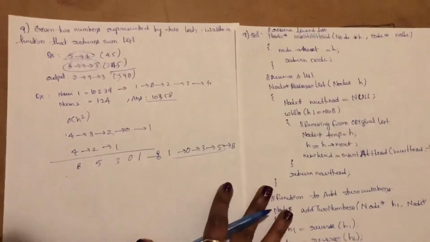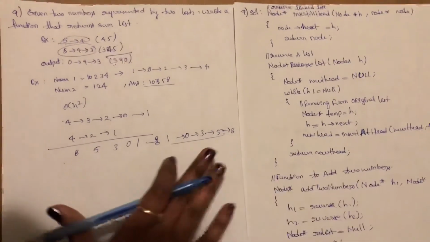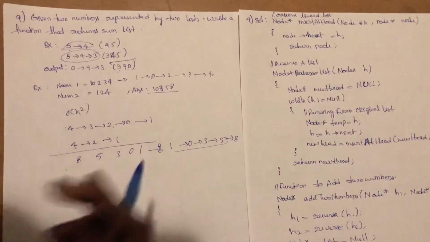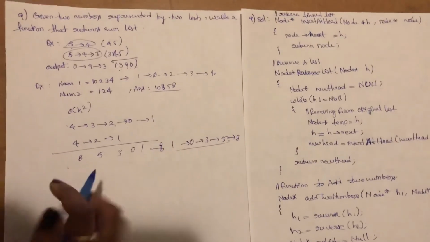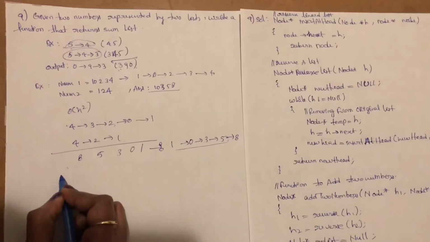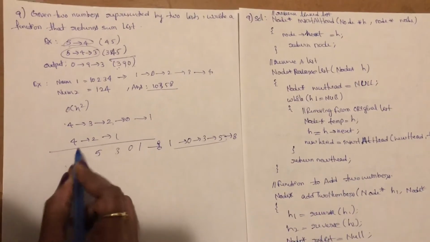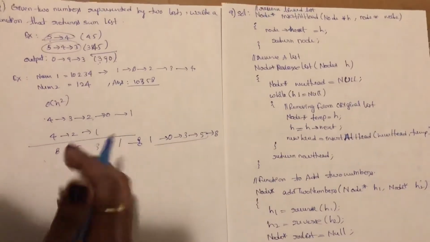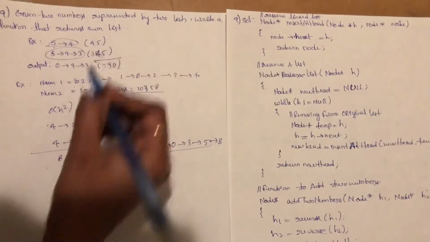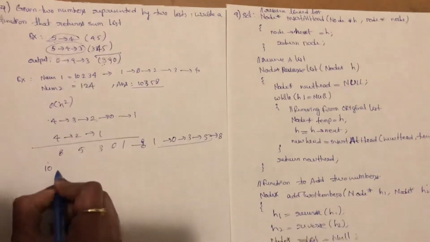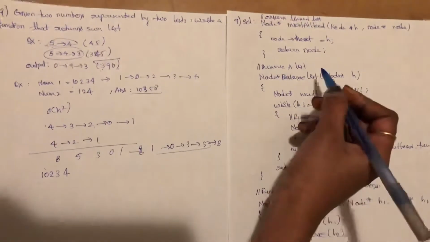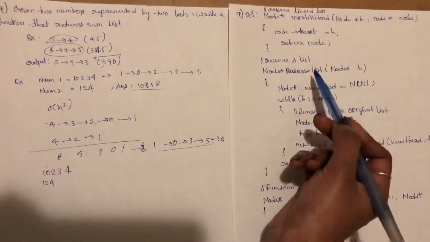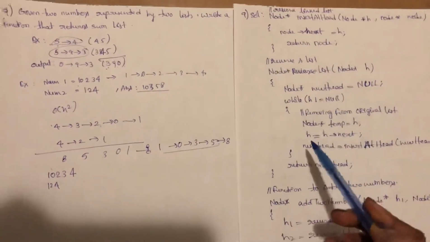Let's see how to solve this problem by using this code. First of all, for example, if we take this example, let's see how we can solve it with this code. If the given numbers are 10234 and 124, then we are going to reverse them by using this reverse function.